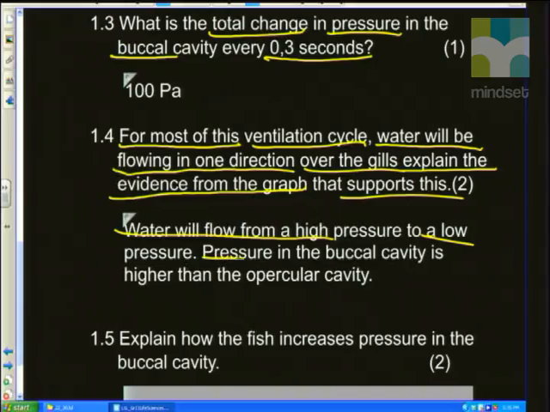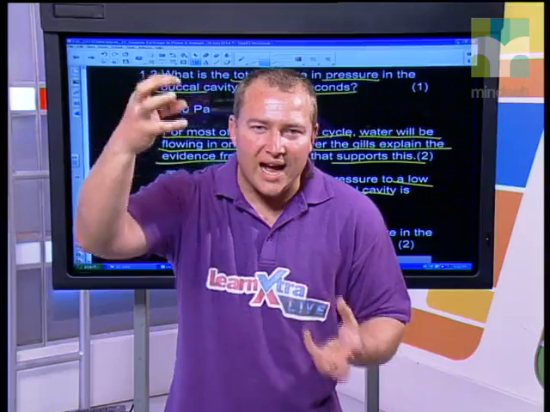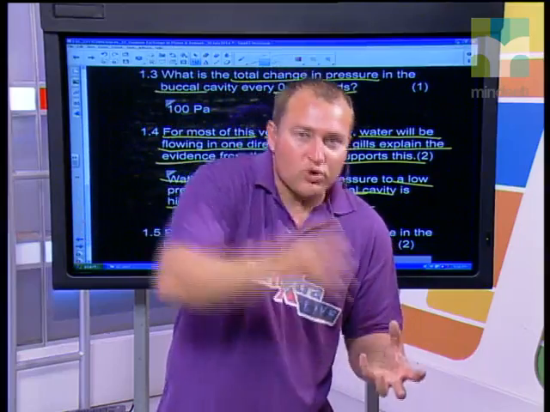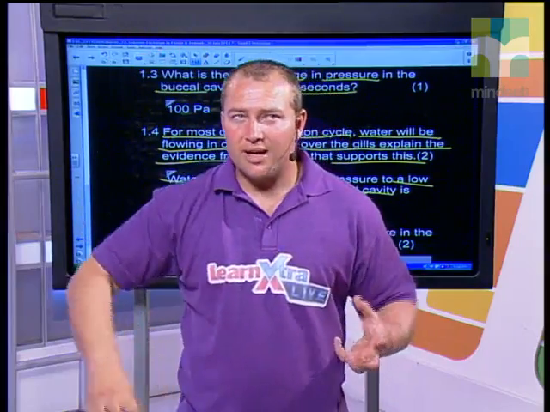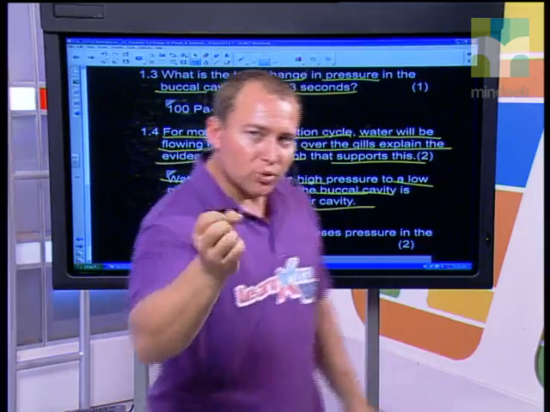The pressure in the buccal cavity is higher than the opercular cavity. That's what it is, right? The one is always higher than the other, so the water will always travel from the high to the low. That's quite an easy question. But we messed with your head because you need to concentrate and try and understand it. I think you will get it right.